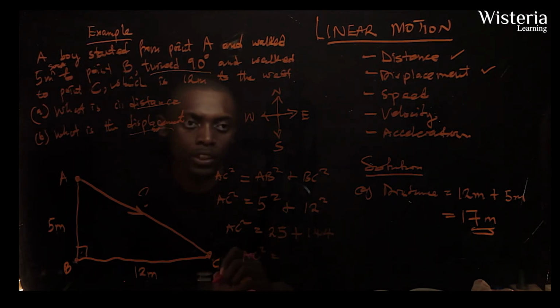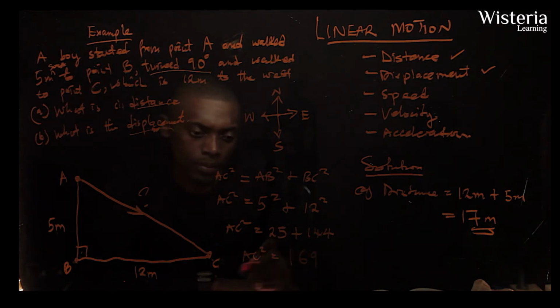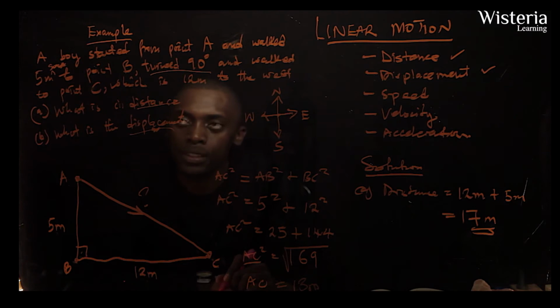And we have 25 plus 144 to give us 169. But this means that I have to find a number that multiplied by itself will give me this value, where I will say AC is actually the square root of 169. That will give me 13. So the displacement of this boy was actually 13 meters.